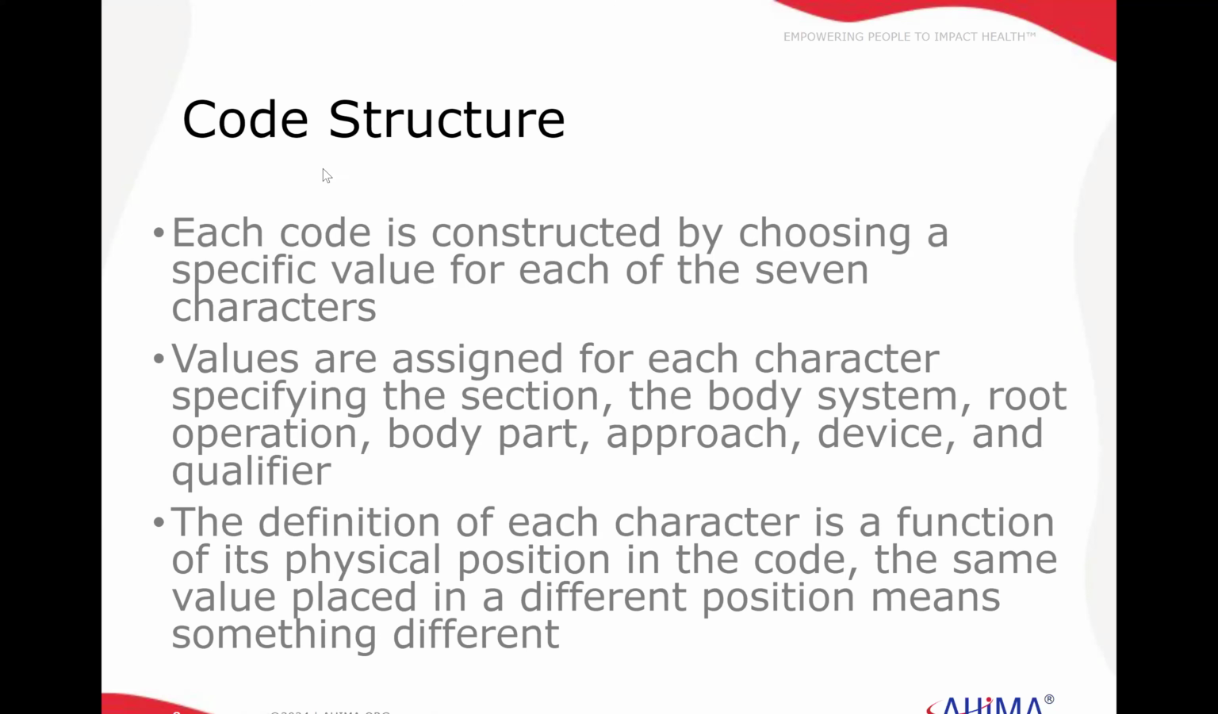The definition of each character is a function of its physical position in the code. So in other words, when we talk about the root operation, that will always be in the same position of each of the 7 characters. That will never vary. The root operation itself may vary, but it will always be the same spot in the 7-character sequence.